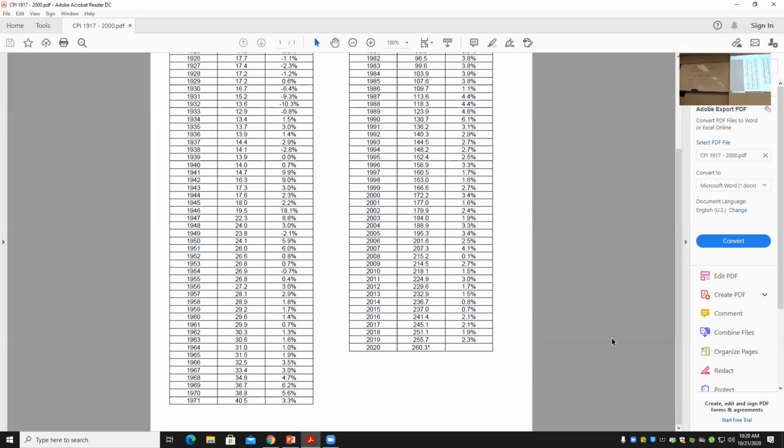Now we have to go in and adjust for the 2012 number. So the real wage in 2012 would be your nominal wage in 2012, which is what number?